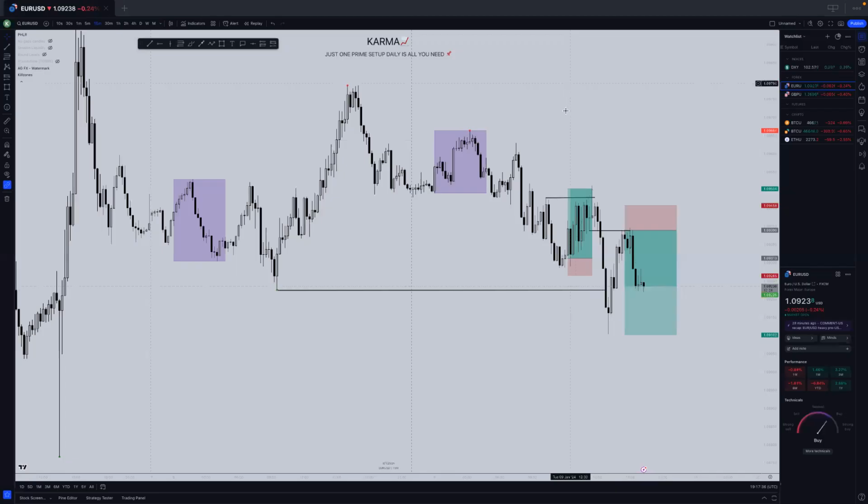making 6 figures, making 5 figures, 100,000, 1, 2, 3. Making 6 figures is so easy. But because you don't really have much money, you have to take 10 setups in a day. You understand? So that's that.